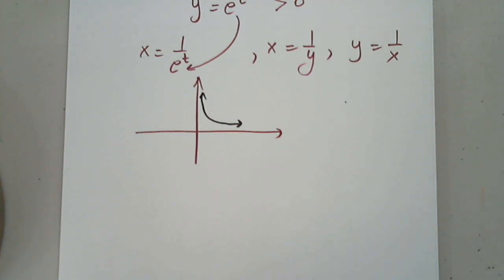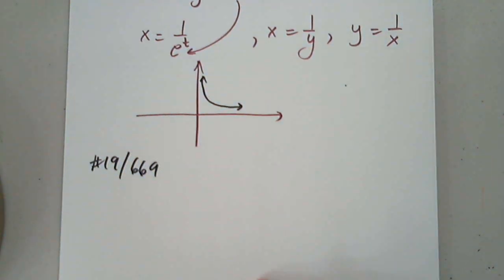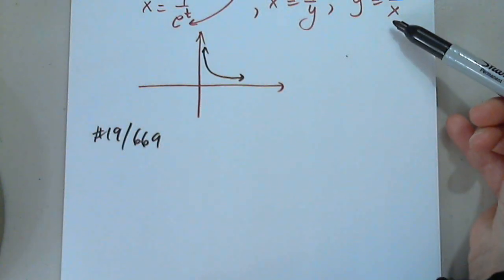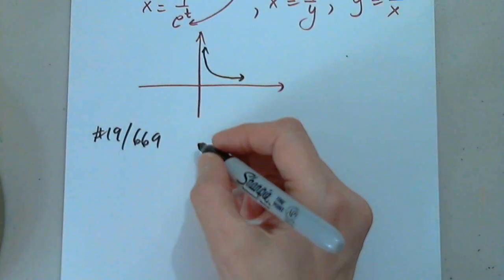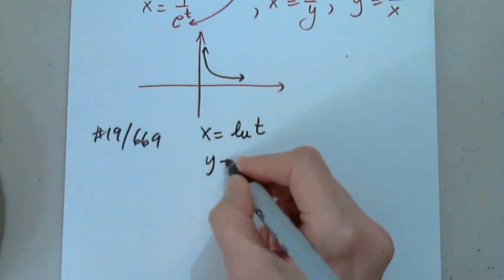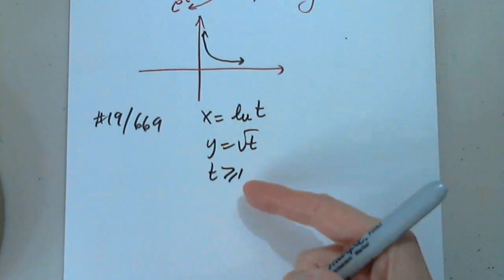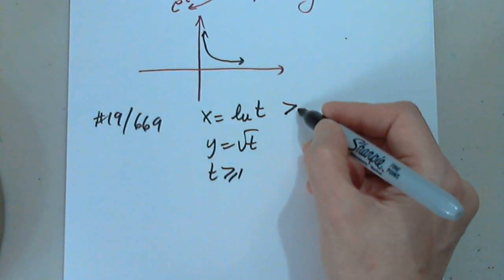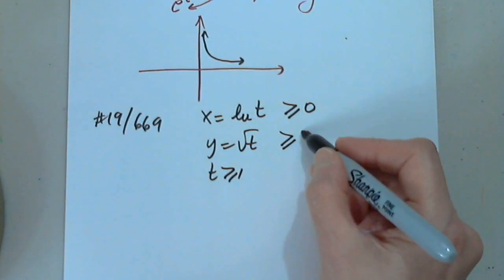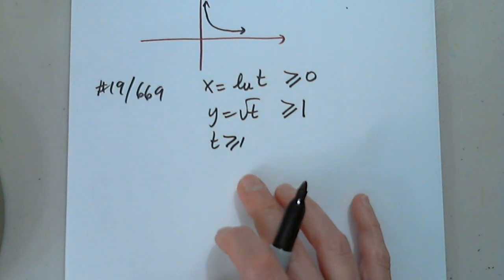Good. One more, 19. See how interesting the conversion between parametric equations and the Cartesian equation is, how smooth this change happens. And y equals the square root of t, and t greater than or equal to 1. Because t is greater than or equal to 1, y is greater than or equal to 0, and x, which is the natural log of t, is guaranteed to be greater than or equal to 1. Okay, so let's see how we eliminate the parameter here.